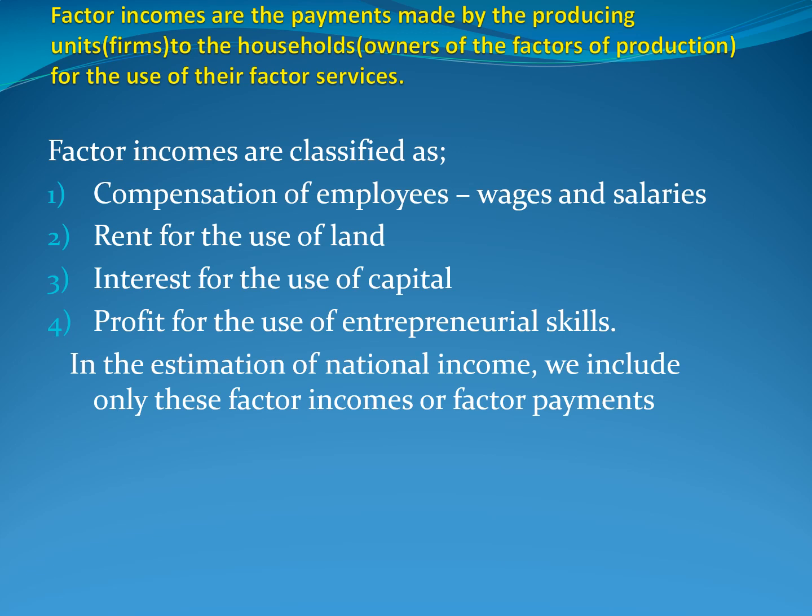Now, factor payments flow from the business firms to the households because the business firms have utilized the factor services and they are bound to make a payment to the household or to the owners of the factors of production. Now, another question arises: what are the components of domestic factor income? Domestic factor incomes are classified as compensation of employees, operating surplus, and mixed income.